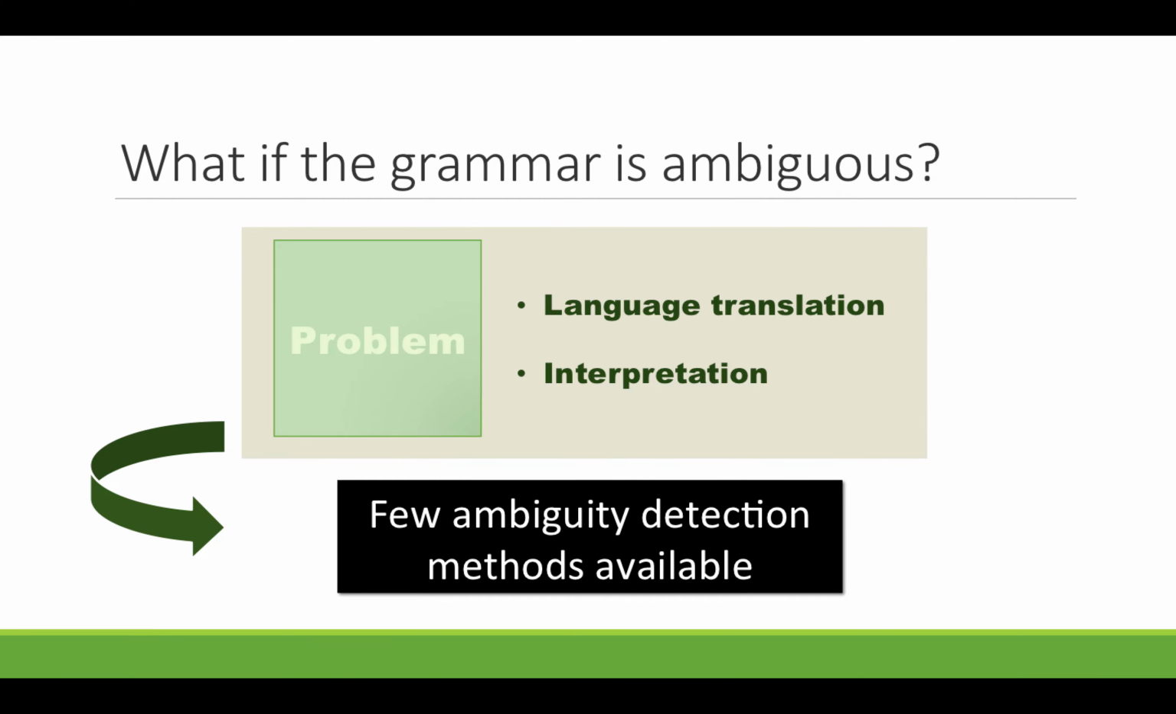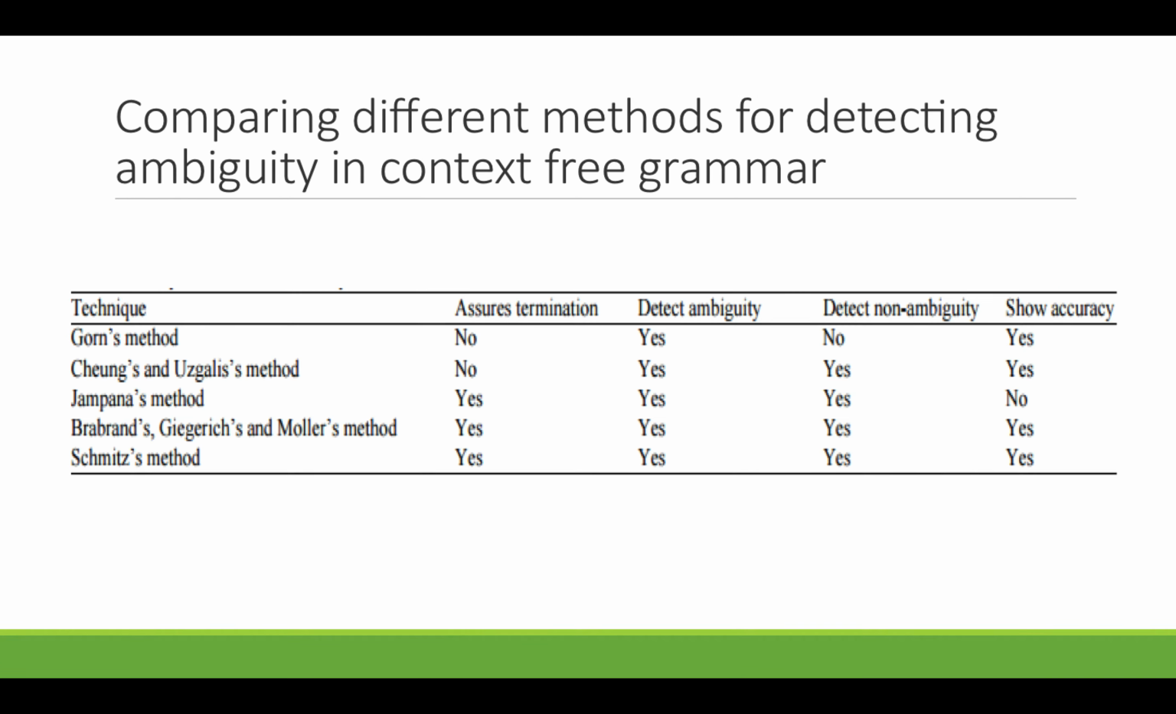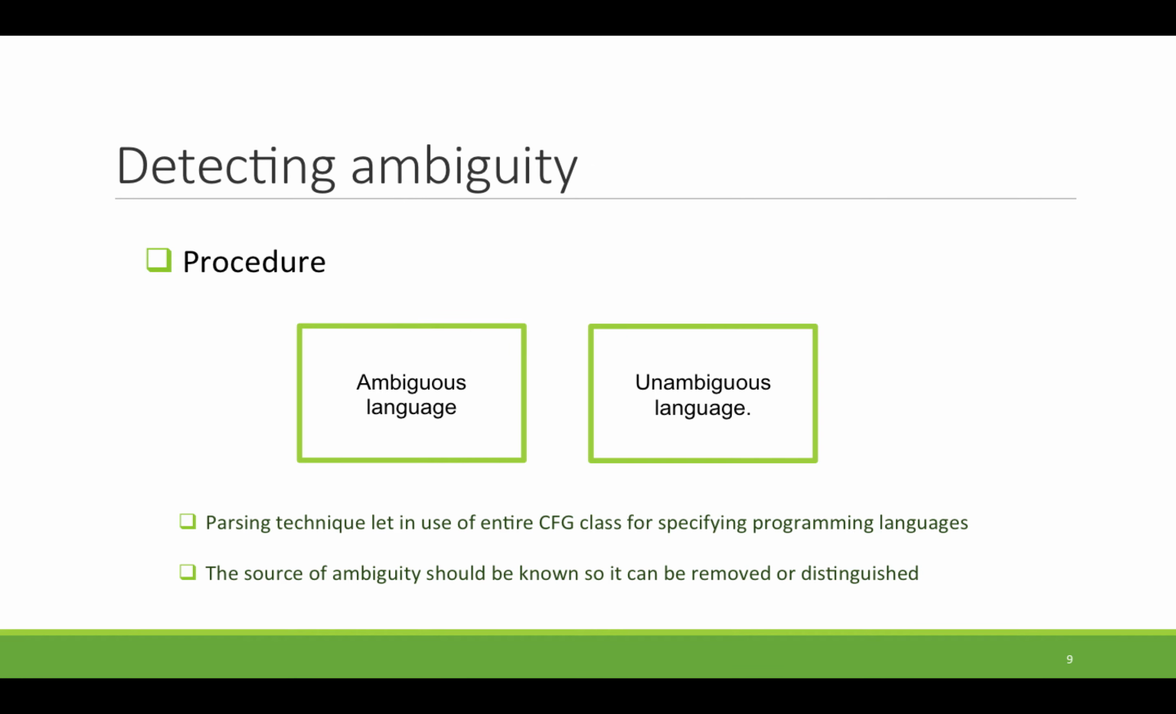There are a few ambiguity detection methods available, each with their own weaknesses and strengths. Different methods for detecting ambiguity in context-free grammar are shown below. And here we are going to compare them together in terms of termination, detecting ambiguity, detecting non-ambiguity, and showing accuracy. So as you can see, the last two methods are satisfying all of the requirements. We will look at detecting ambiguity.